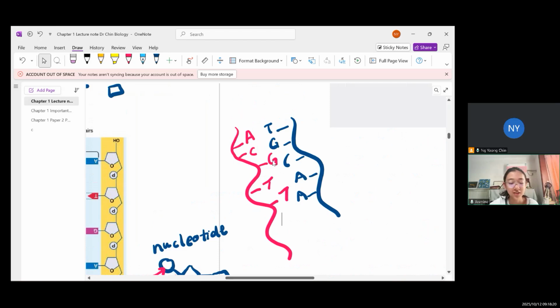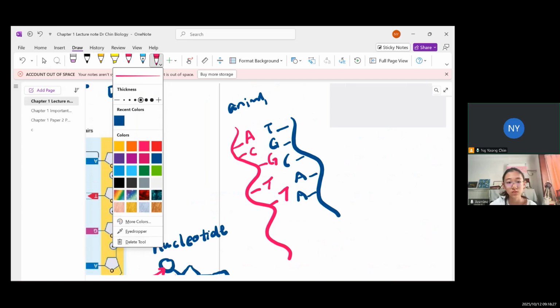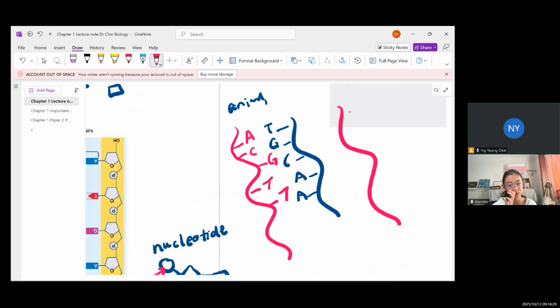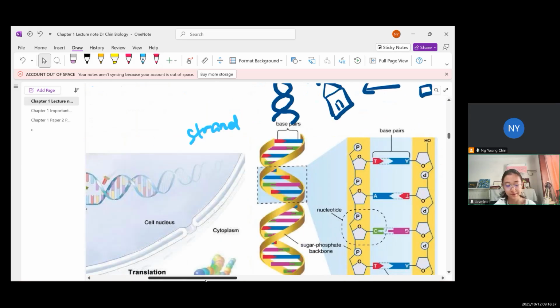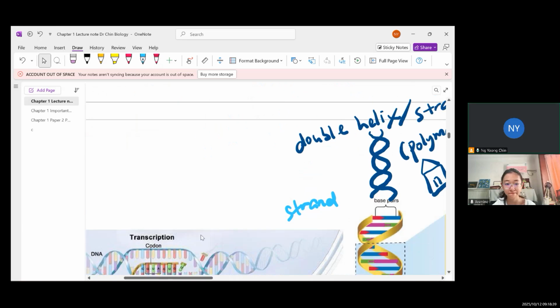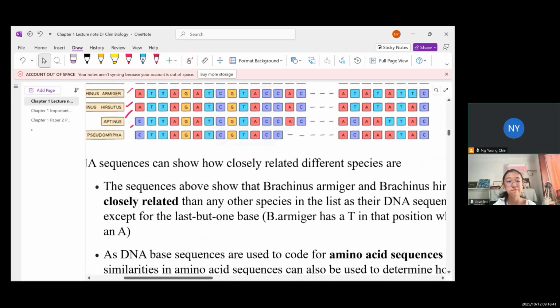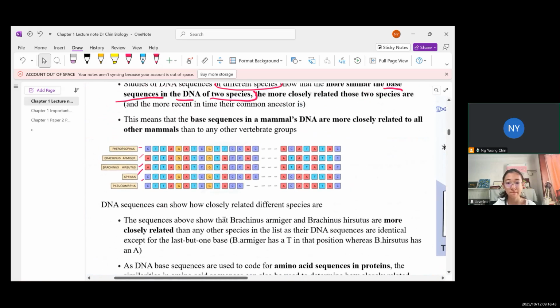For example, this sequence is in an animal, but in a dog there will be something different. Maybe there will be a C, G, T, T. We call it a different sequence. Why I tell you this story is because it is very important. Have a look.